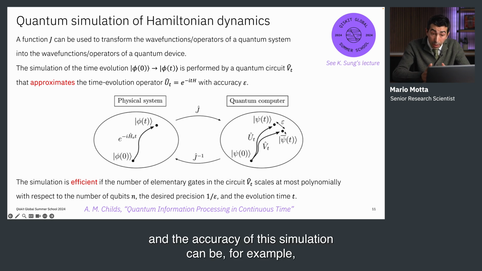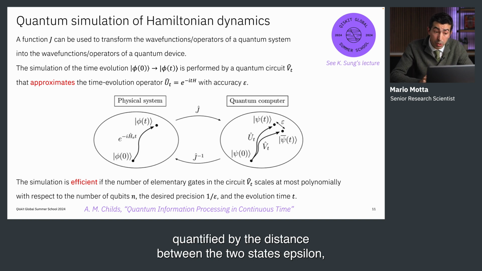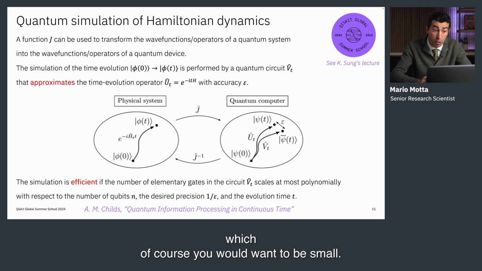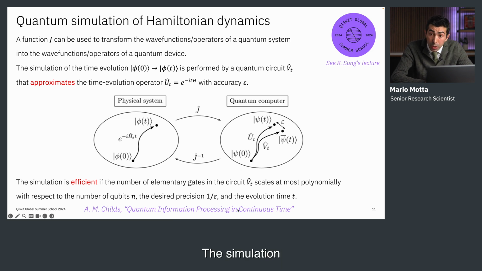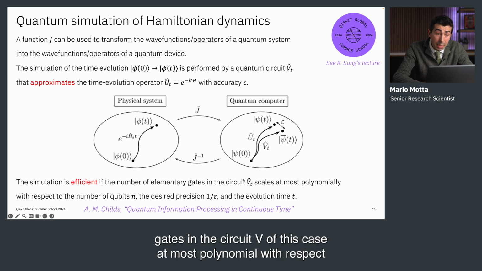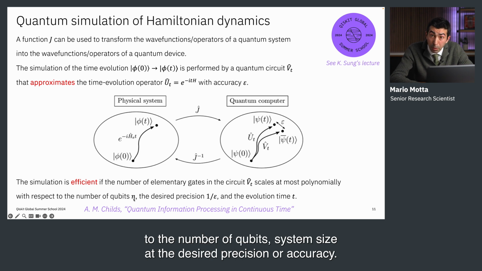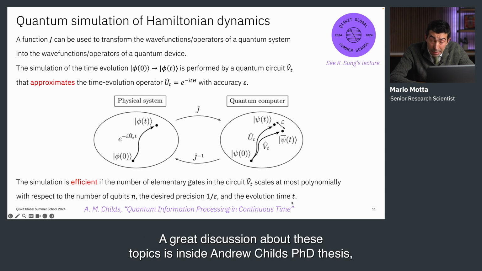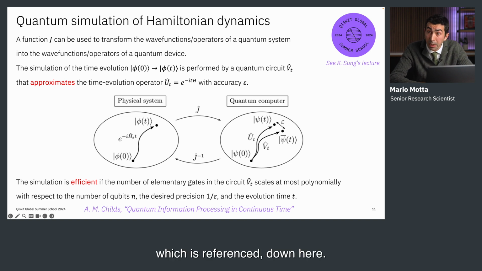And the accuracy of the simulation can be, for example, quantified by the distance between the two states, epsilon, which of course you would want to be small. The simulation is efficient if the number of elementary gates, 1 and 2 qubit gates, in the circuit V of t scales at most polynomially with respect to the number of qubits (system size), the desired precision or accuracy, and the evolution time. A great discussion about these topics is inside Andrew Childs' PhD thesis, which is referenced down here.